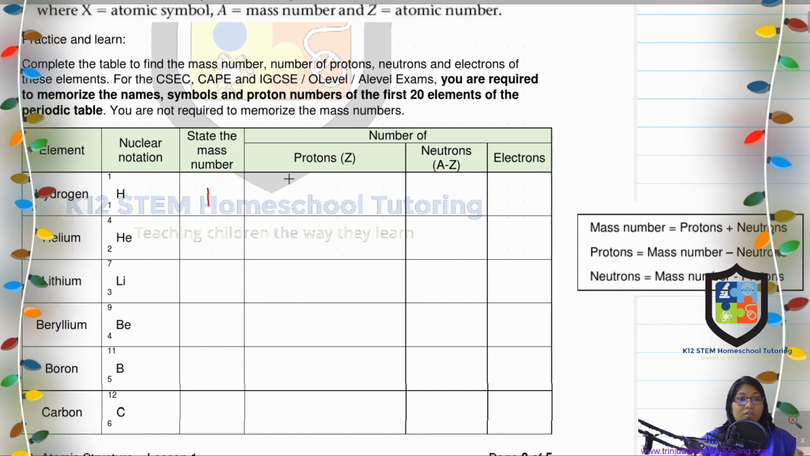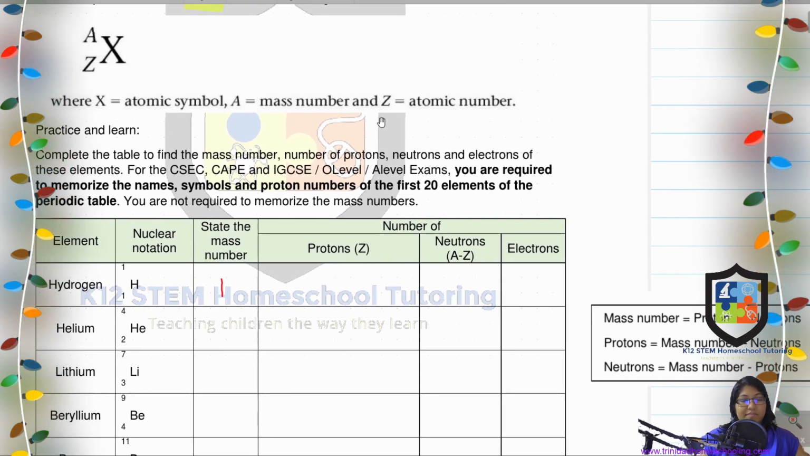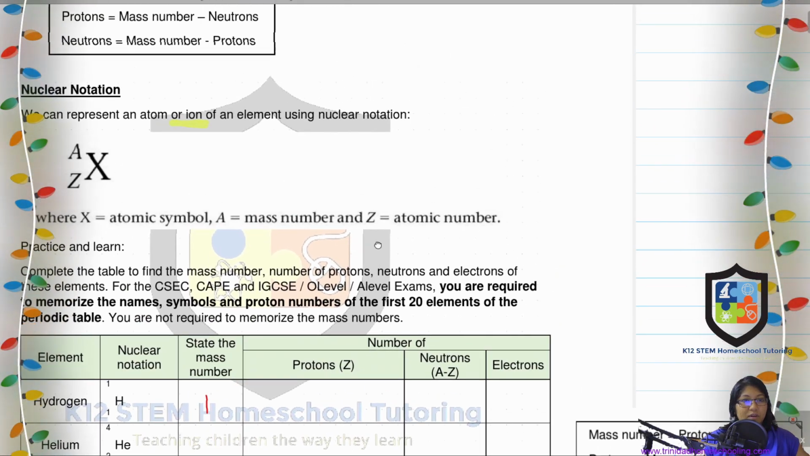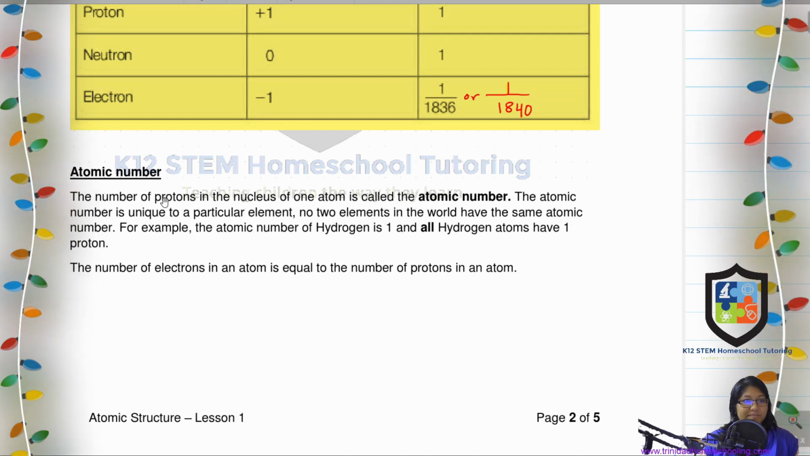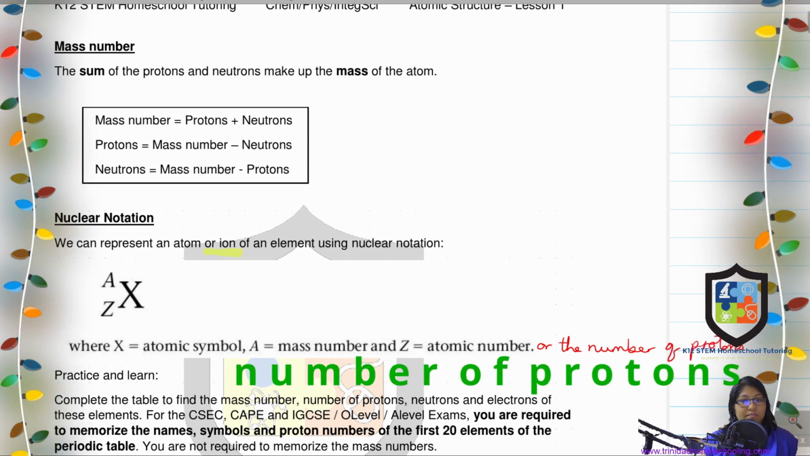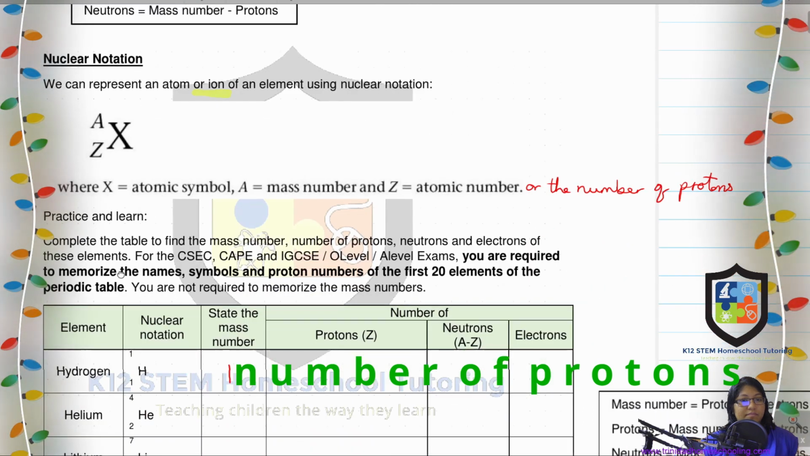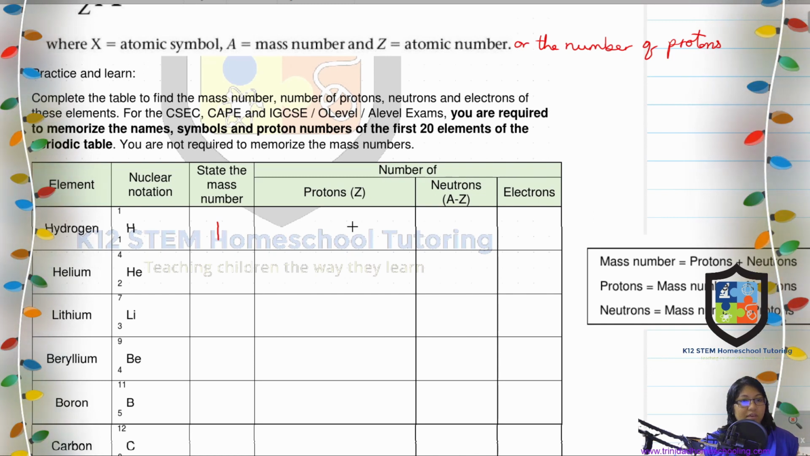So let's find the number of protons. As we said above, the number at the bottom, Z, is the atomic number. And we also said the atomic number is the number of protons. So my number of protons is just this number at the bottom here, which is 1.